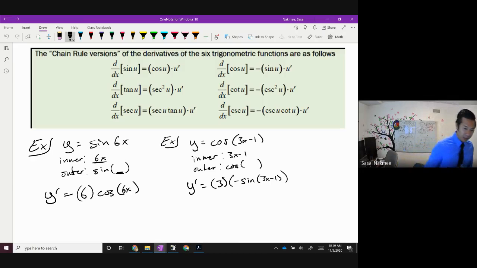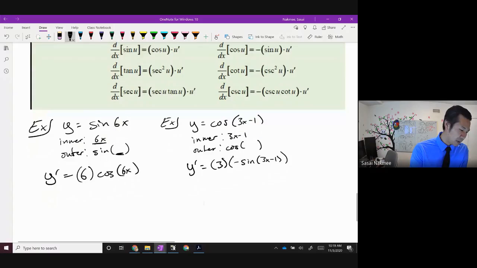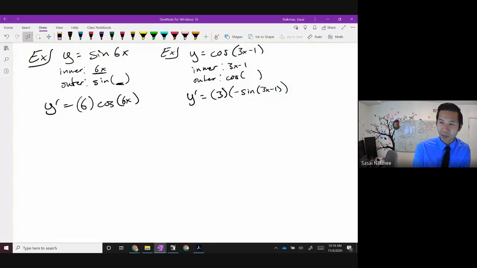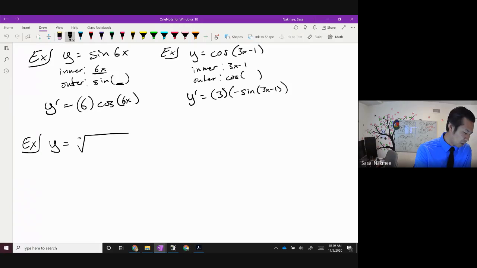Let's talk about this real quick here. What happens if you have more than 2 functions building your composite function? So for example, what if I had this instead? Let's say earlier I told you guys y was equal to the cube root of x squared plus 1.